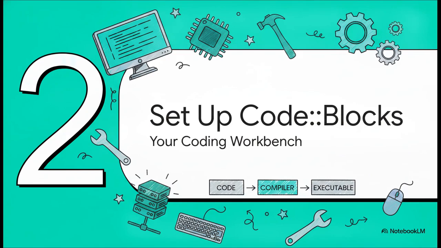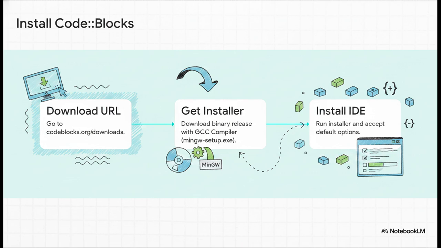Moving right along to Section 2, Setting up Code Blocks. Now that we understand the theory behind source code and compilers, let's actually equip your workbench. We're going to install an IDE, which stands for Integrated Development Environment. The one we're using today is called Code Blocks. This is your all-in-one workshop where you'll write, compile, and test your code. Setting this up, especially if you're on Windows, is incredibly straightforward, but there's one massive trap you need to avoid.